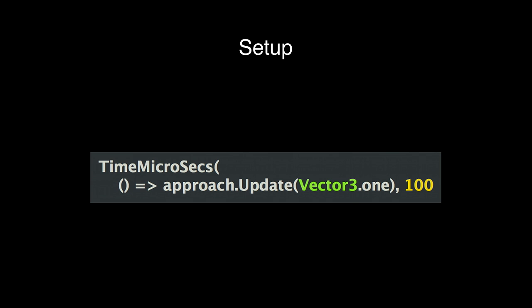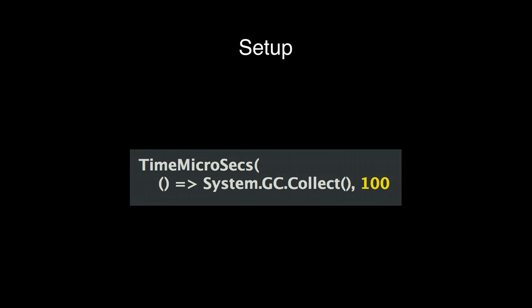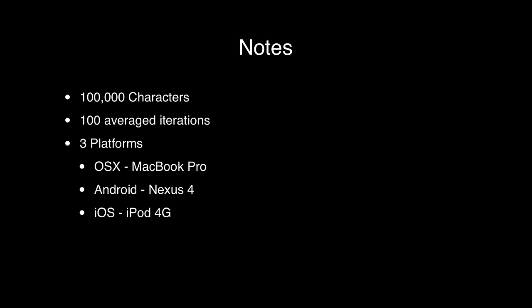So the first thing we're going to do is loop over each approach, and in this approach, we're going to call Update with a vector of ones 100 times. The second test is just going to call System.GC.Collect, which does a full garbage collection, and we're going to do that 100 times. And again, average those values. To summarize, we did this on 3 different platforms. I did this on my MacBook. I did this on my Nexus 4, which is a fairly new smartphone, and I did this on an iPod 4G, which is still supported by Unity, but is about a 3 or 4-year-old single-core mobile device, and we'll see how these performed.